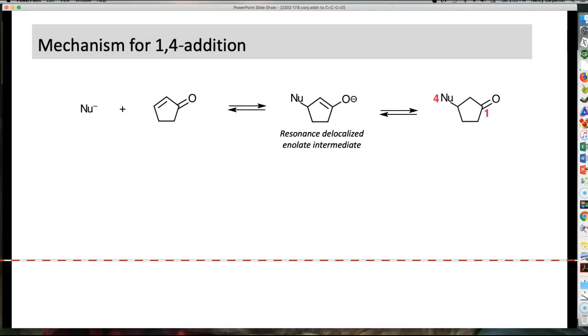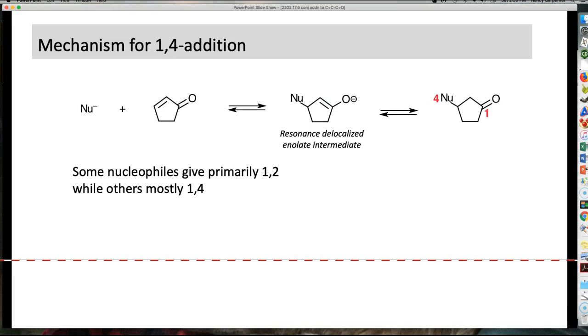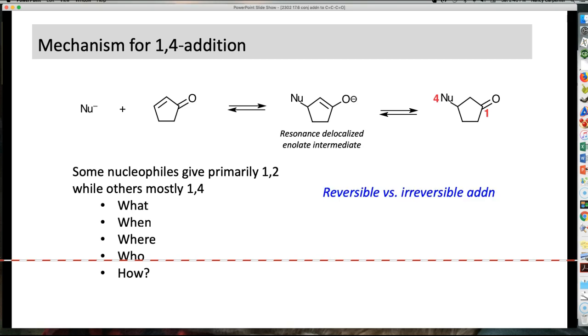And if in the workup I pick up a proton, then you get your 1,4 product. So there's your mechanism. Now, what's the story? When do we get 1,2? When do we get 1,4? Well, more than anything else, it really depends on the nucleophile. So it's not really something we can control. It's just something we can predict. And that's what we're going to learn about in the next few slides.